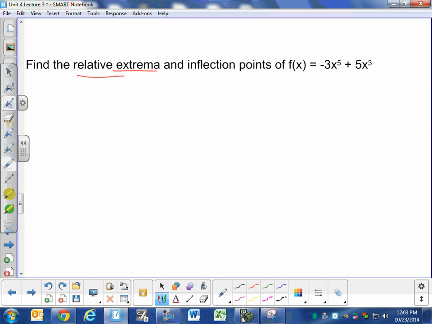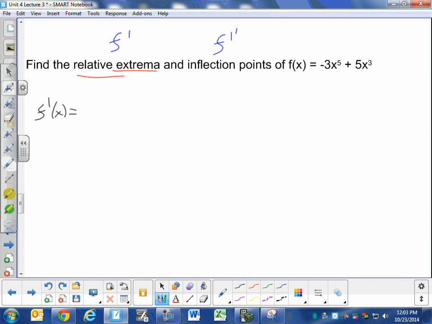I don't want you to necessarily worry about this. I want you to do what we did last class. I want you to find the first derivative, use the first derivative test to find the relative extrema. And then I want you to use the second derivative to find your inflection points. So let's do it. It's kind of like an intro to next class when we're putting all things together.